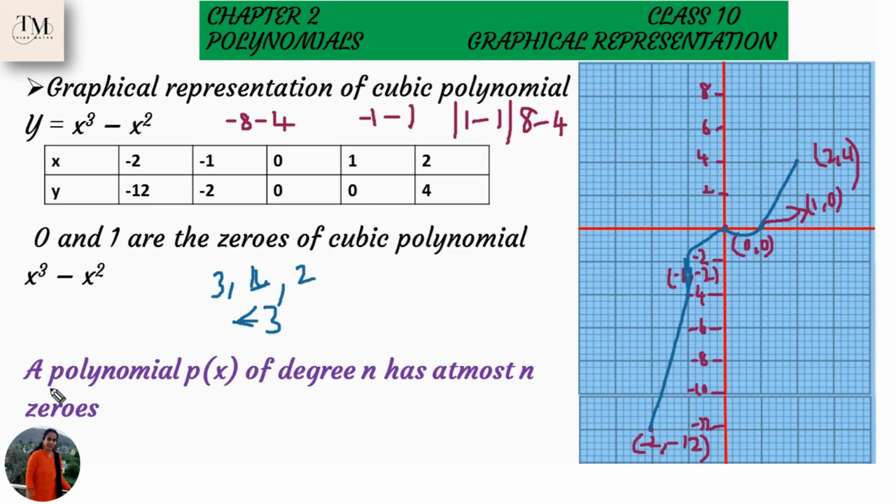In the same way, we can say a polynomial p of x of degree n, whatever the degree, has at most n zeros, not more than the degree.